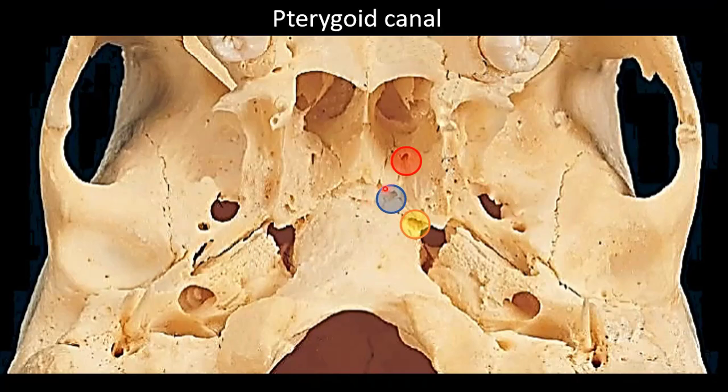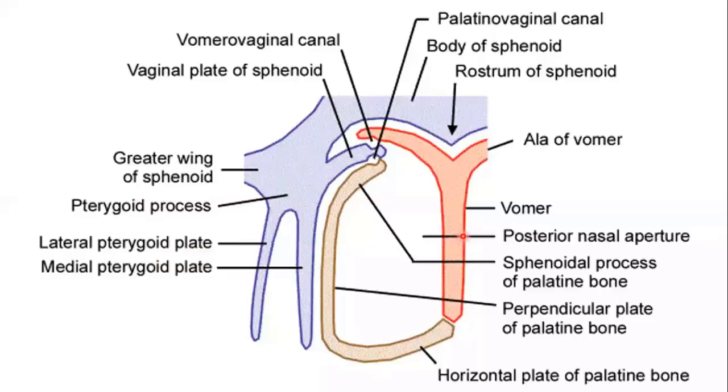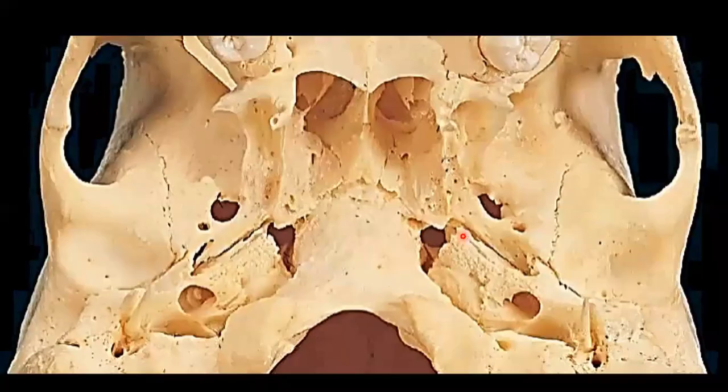So now these are the locations of these openings. The red one is the palatovaginal canal, the blue one is the vomerovaginal canal, and this yellow one is the pterygoid canal. Okay, so these are usually not very easily visible on a skull, but at least you should have an idea where to look for them. So this is the picture showing us the formation of these canals, palatovaginal canal and vomerovaginal canal, right? Okay, so let's move forward.